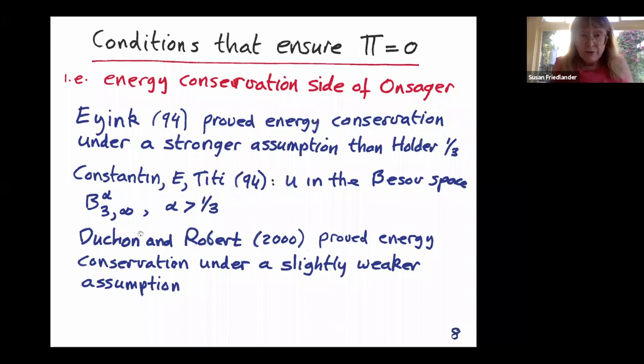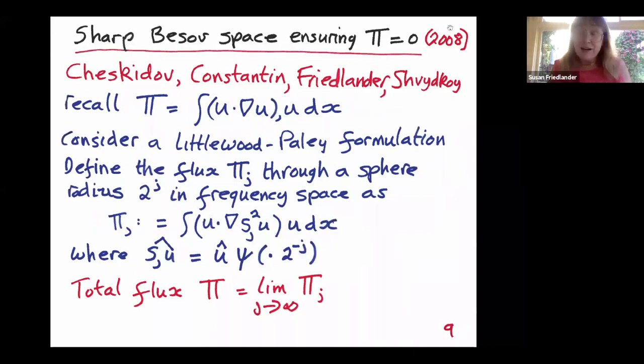A little bit later, Duchon and Robert gave a different argument, closer to the physical situation, and proved energy conservation under a slightly weaker assumption. So yes, under these smoothness conditions, we are in the situation of conservation of energy in the Onsager conjecture. Now, quite a long time ago, in 2008, Alexey Cheskidov, Peter Constantin, myself, and Roman Shvydkoy proved another Besov space condition ensuring that pi is equal to 0.